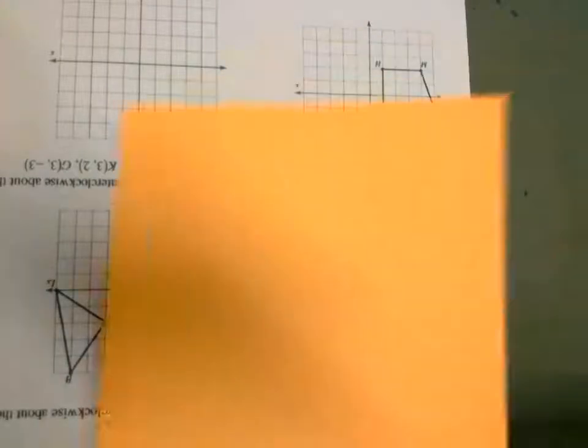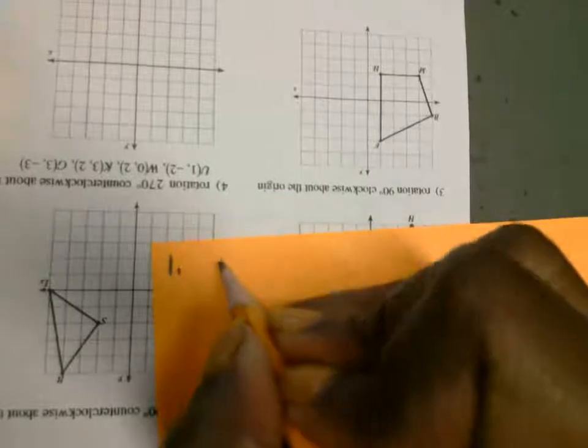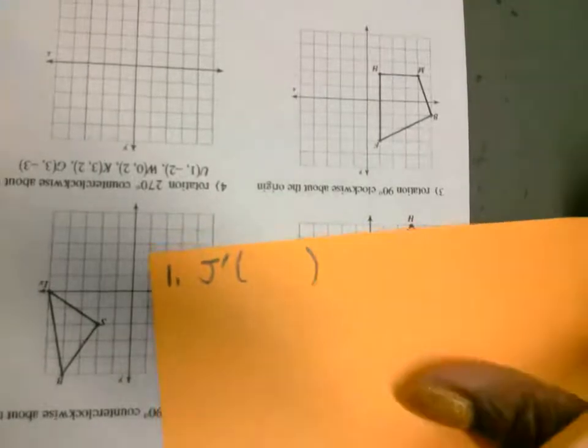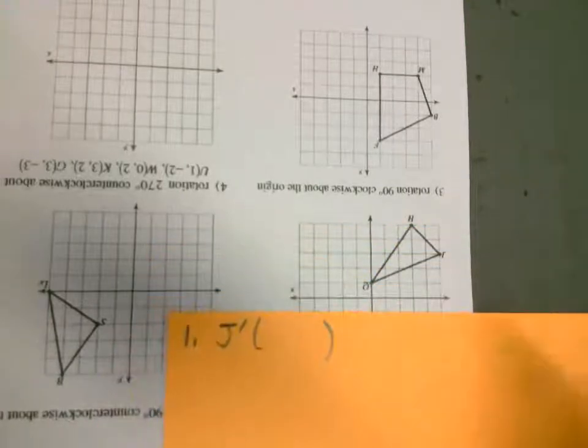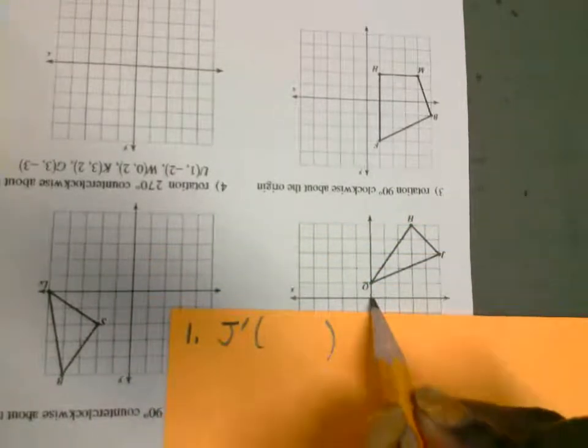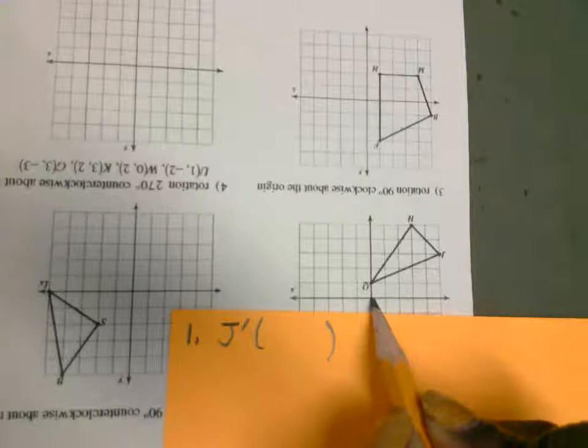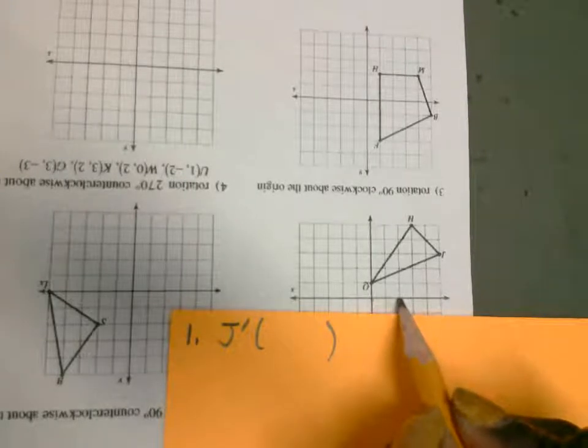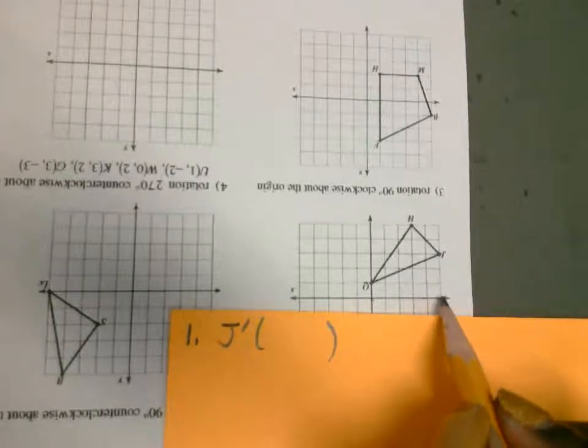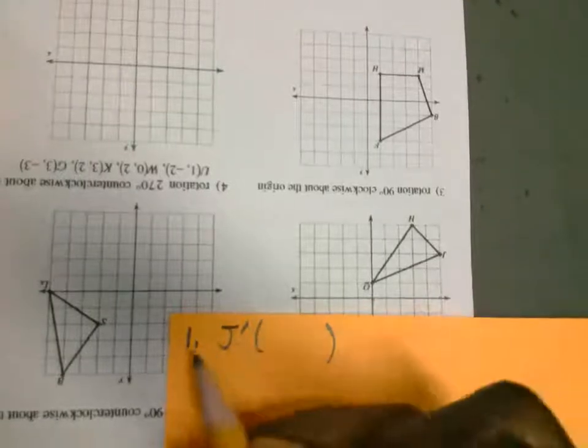So let's take our note card and let's write down these ordered pairs. Let's write down the new location. This is number 1. And we're writing down the new location for J prime. Let's do that one first. Okay, so where is J? This is the origin right here. We're going to go over to J. That's positive 1, 2, 3, 4, 5. Positive 5.